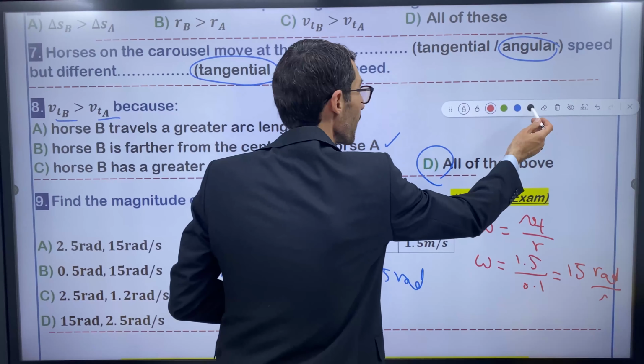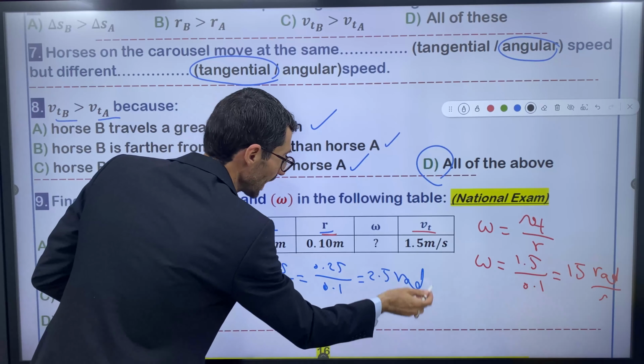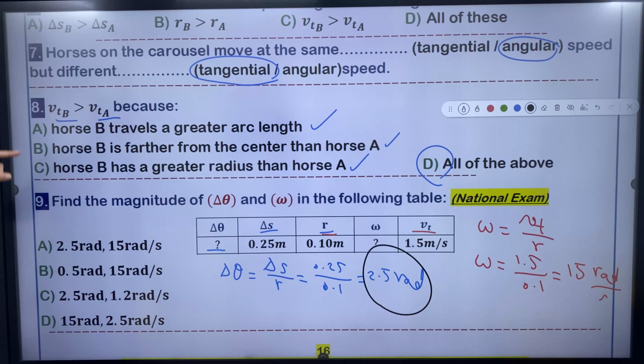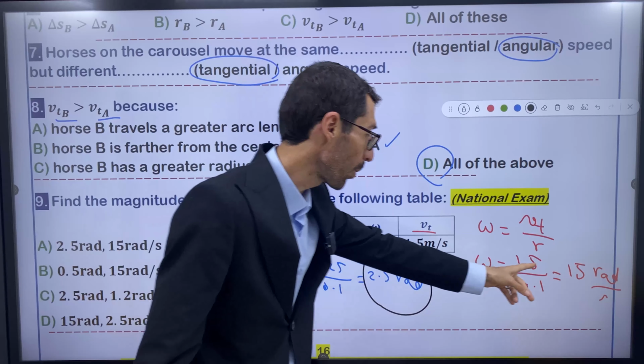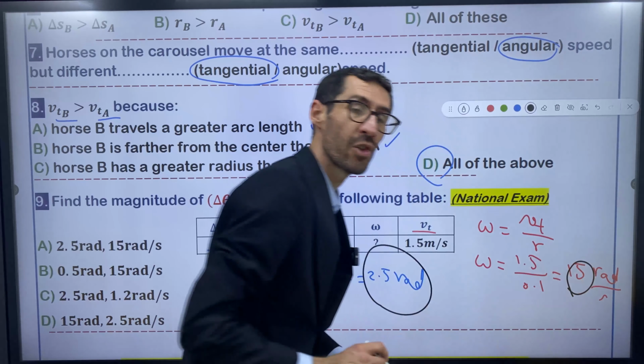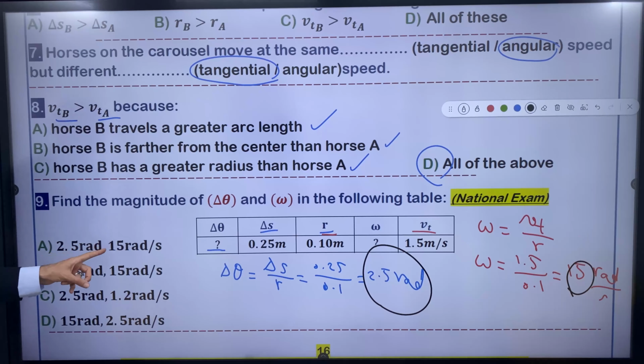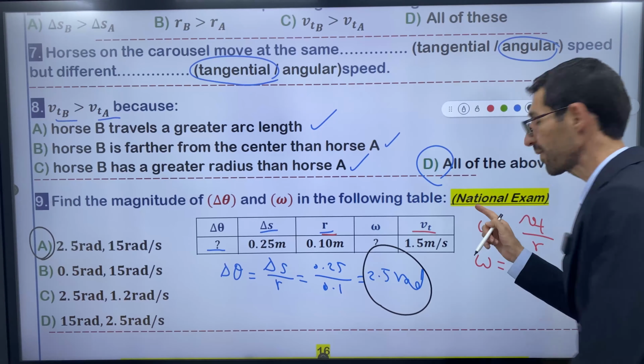So what is the correct answer? For delta theta, we have 2.5, right? Till now, this option is true. Till now, A and C are true, but we are not sure, because we have to study omega as well. For omega, we have 15, right? Which one has 15? So A is true. C says 1 point. So A is true. The true answer is A, right? This is a question from the national exam.